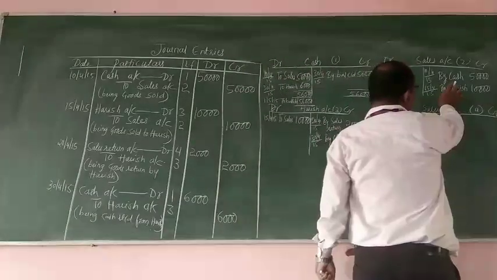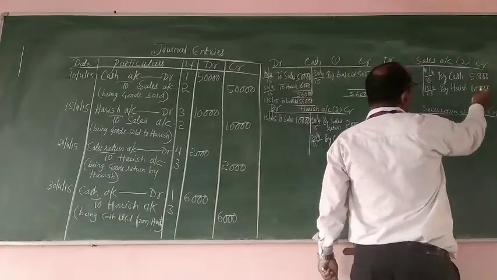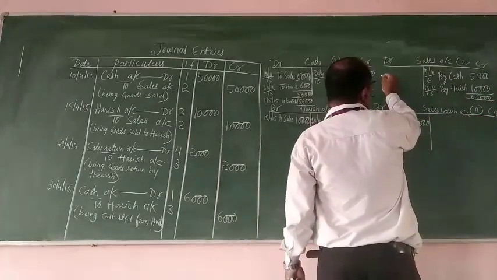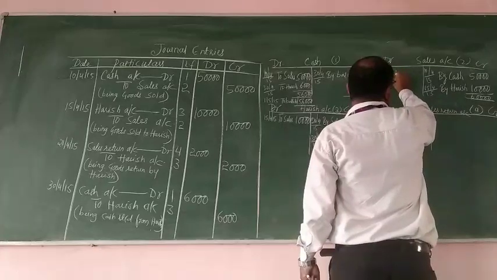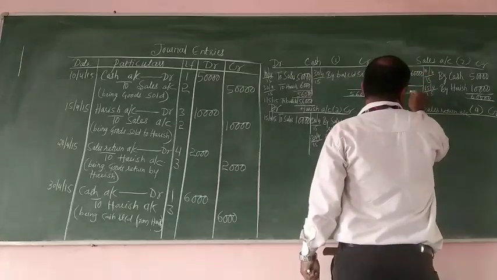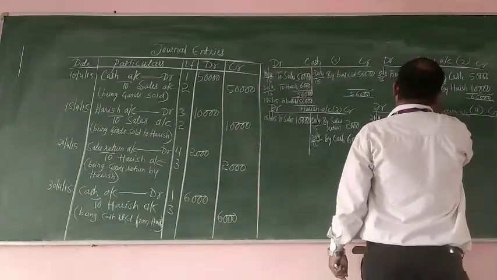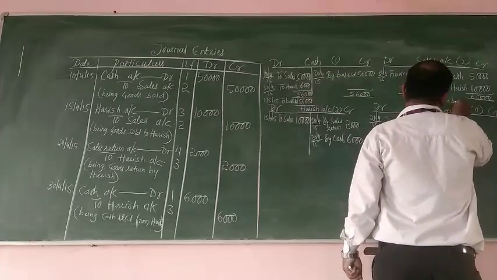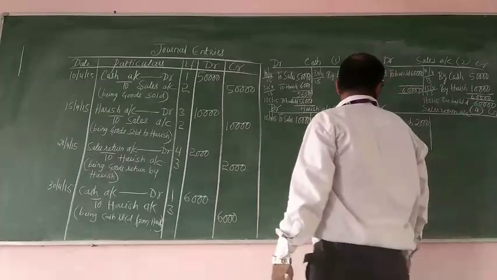So in this account now, we have 60,000 on the credit side. On debit side there is nothing. 30th 4 2015, to balance carried down 60,000. Both side total 60,000 and 60,000. Now 1-5-2015, by balance brought down, how much? 60,000.